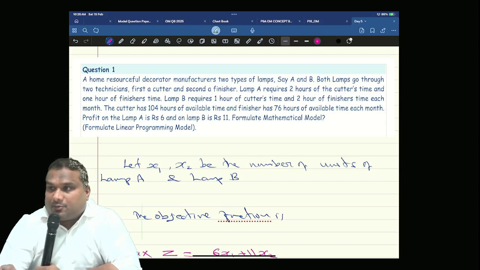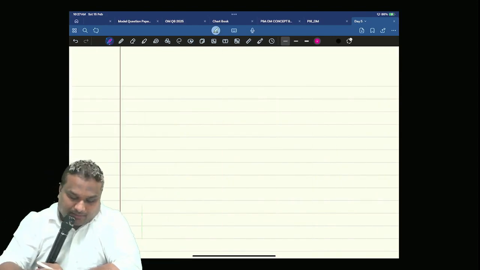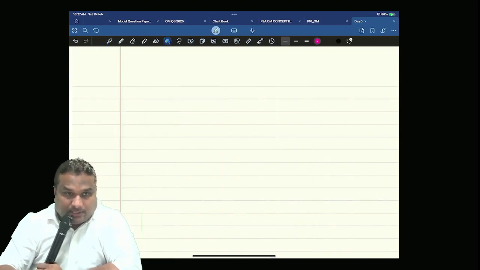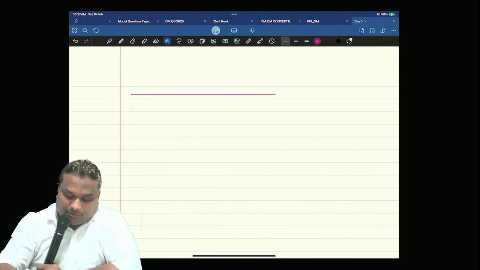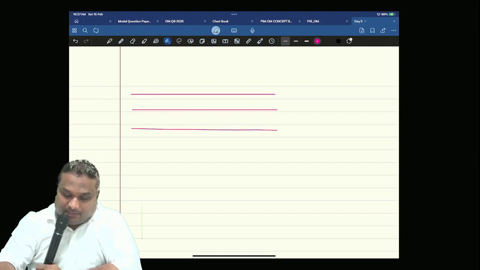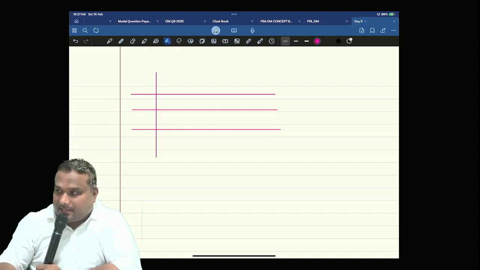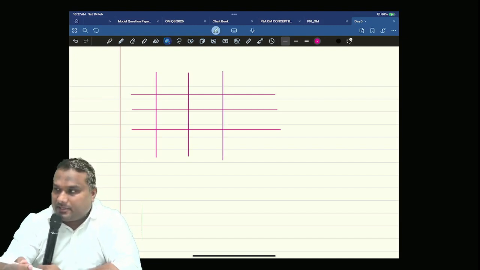Now tell me, what are the products? Lamp A, Lamp B. Now, can I continue? Now, look at the board. The shortcut I'm going to do, with the help of a table, I'm going to teach you so that from the next question onwards you will be able to do it with the help of the shortcut only. First product is Lamp A. Second product is Lamp B. Now we have 2 people. One is the cutter. We have another person called the finisher.